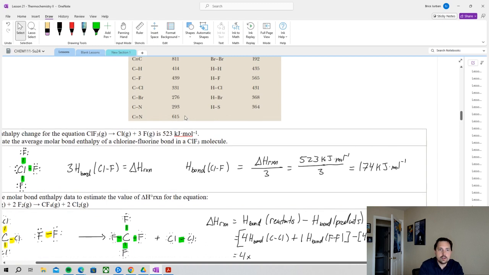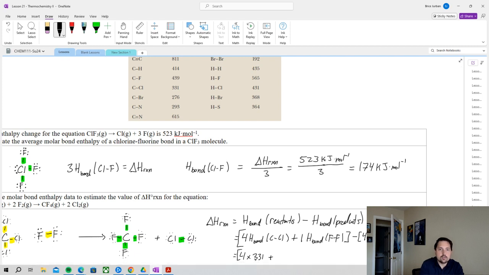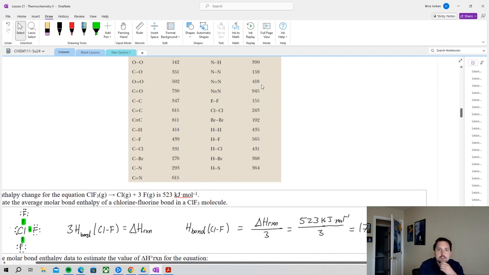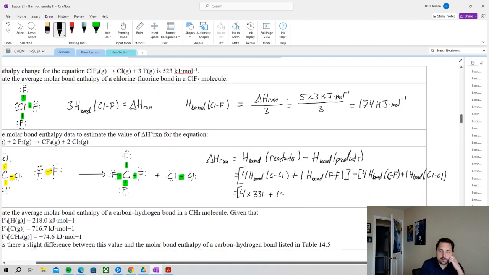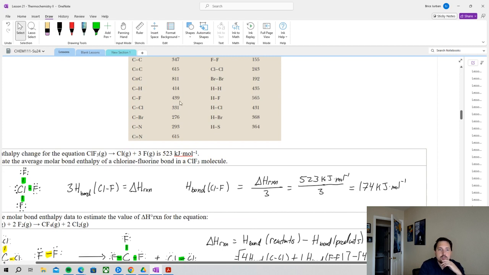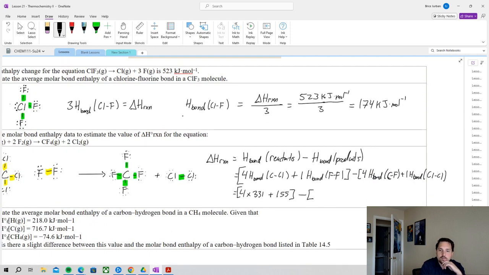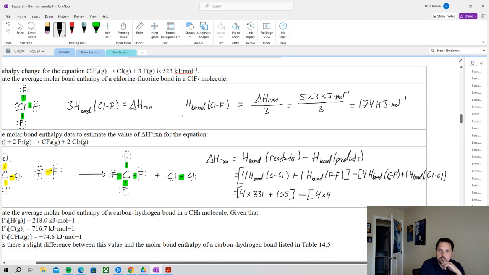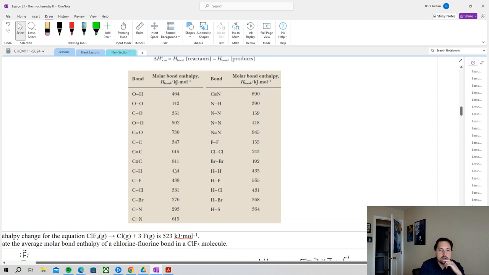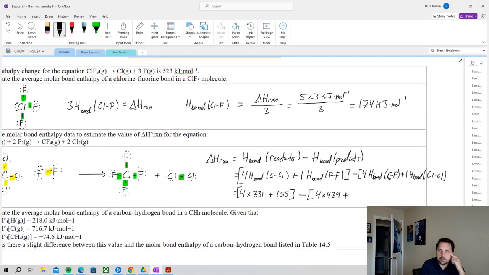So carbon-chlorine is 331 from this table here. And then fluorine-fluorine is 155. And then carbon-fluorine is 439. And then chlorine-chlorine is 243.